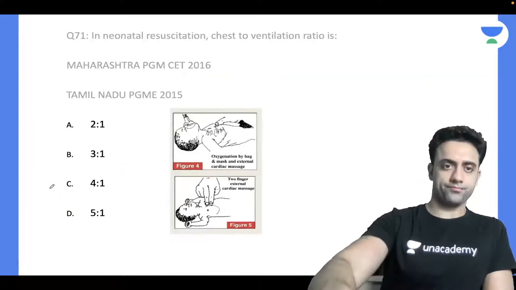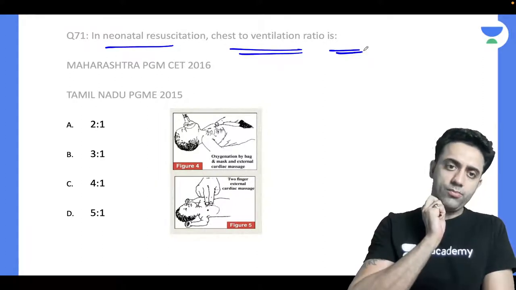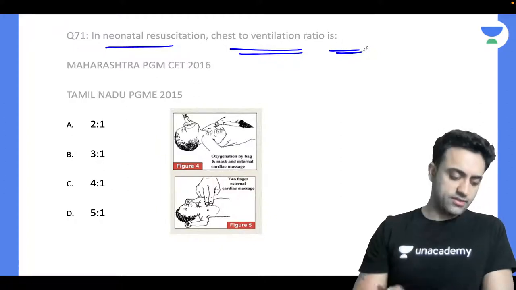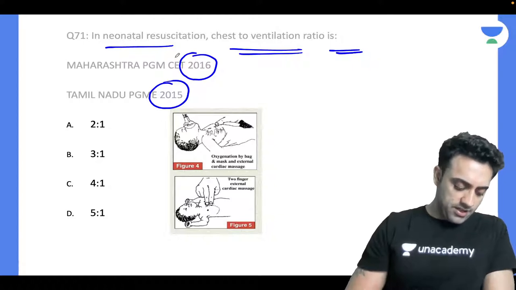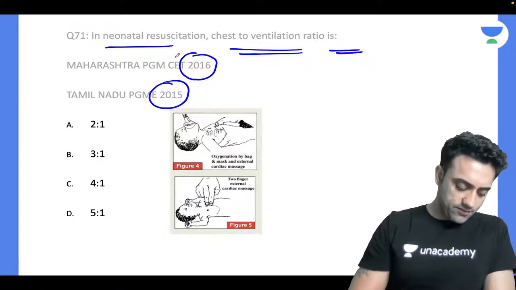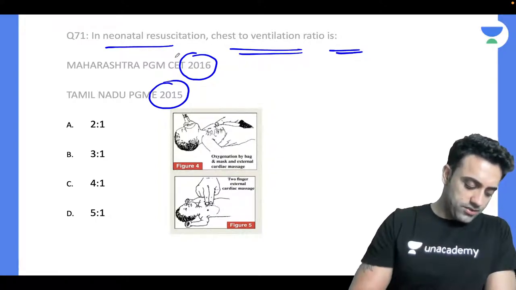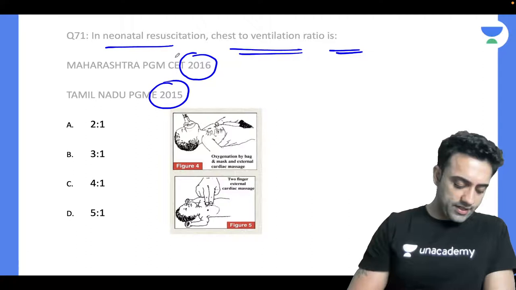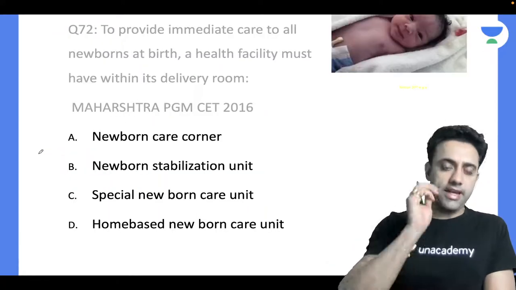Very good. Next question. In neonatal resuscitation, the chest compression to ventilation ratio, Tamil Nadu PG 2015, Maharashtra PG 2016. So many times, in 2015, 2016, the question is coming. Very important. What is the best answer you will give, guys? Chest compression to ventilation ratio, I think everyone knows the answer is 3:1. B is the best answer. Yes, very good.